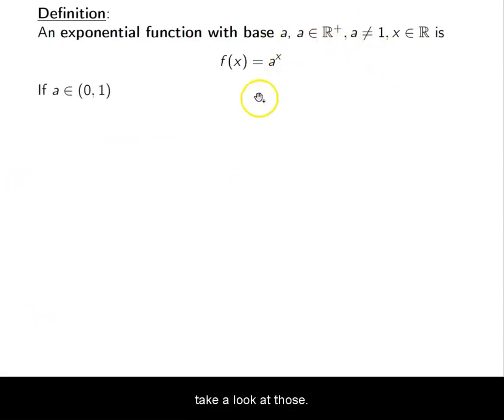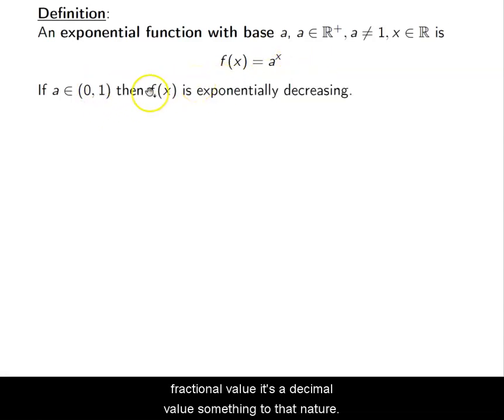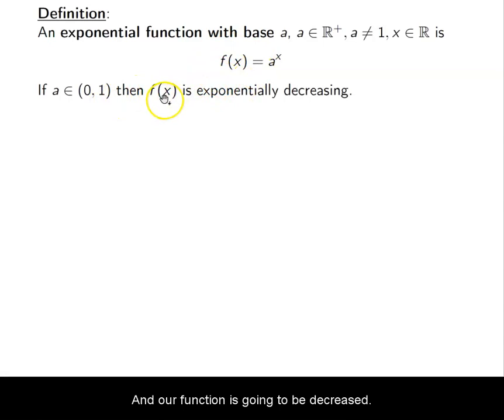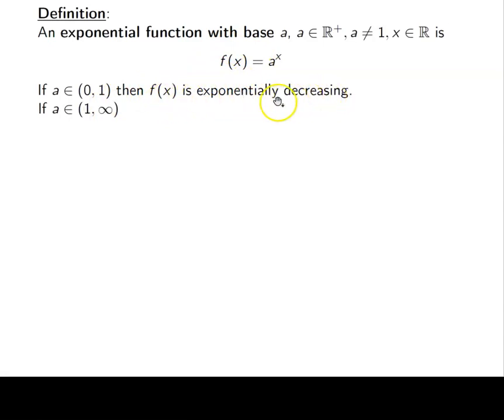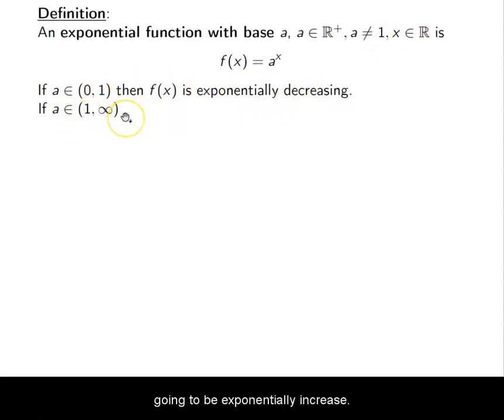So why do we restrict a in these ways? Let's take a look at those. Here, the possibilities for a are that it is between 0 and 1, or that it's larger than 1. If it's between 0 and 1, then basically it's a fractional or decimal value, and our function is going to be decreasing exponentially. If it is larger than 1, from 1 to any large number, it's going to be exponentially increasing, right?